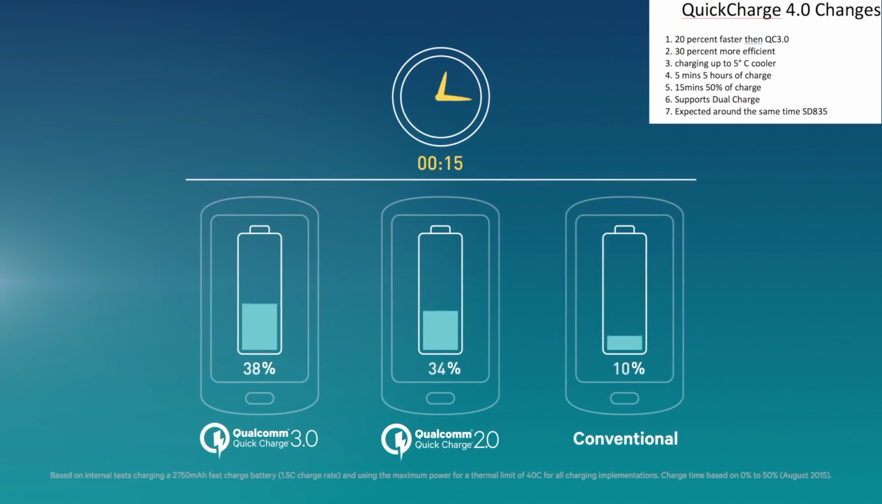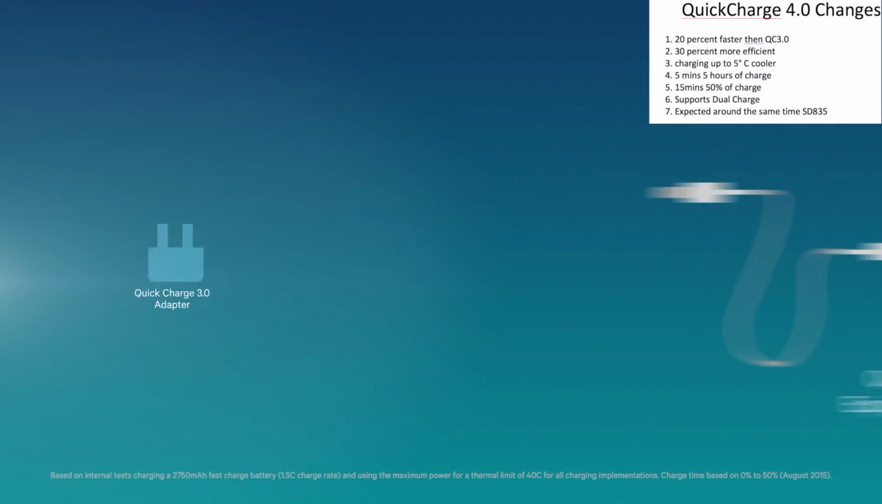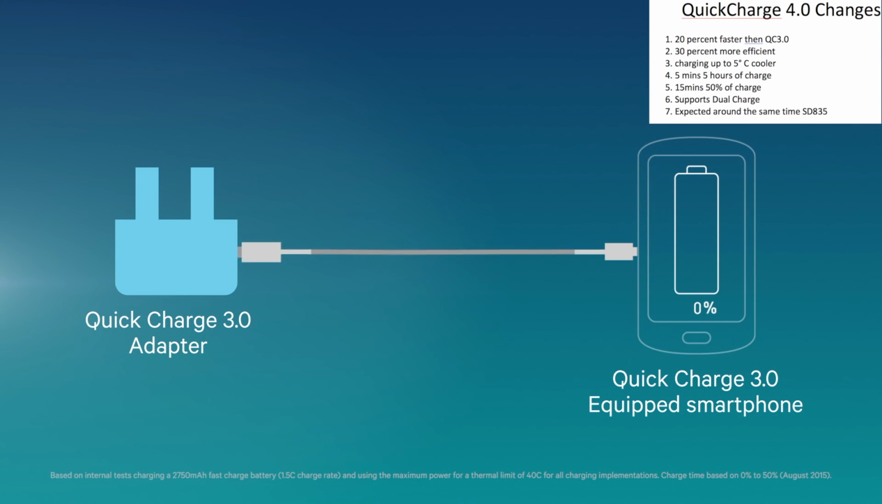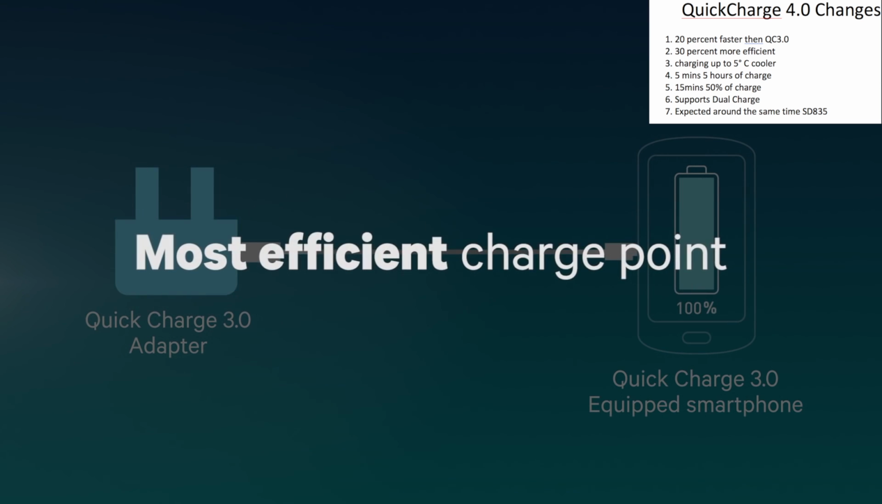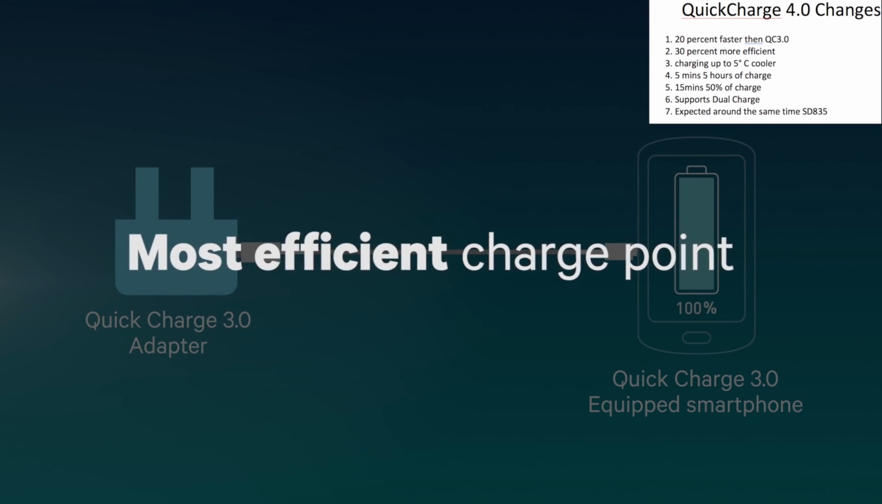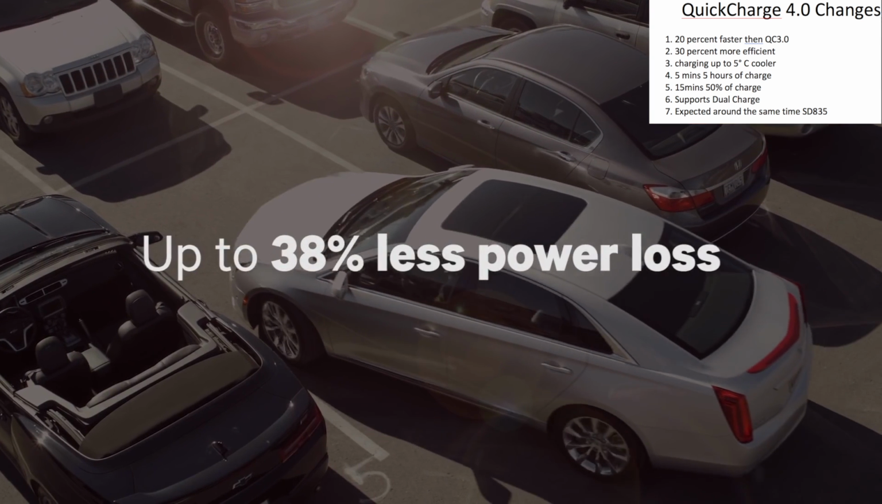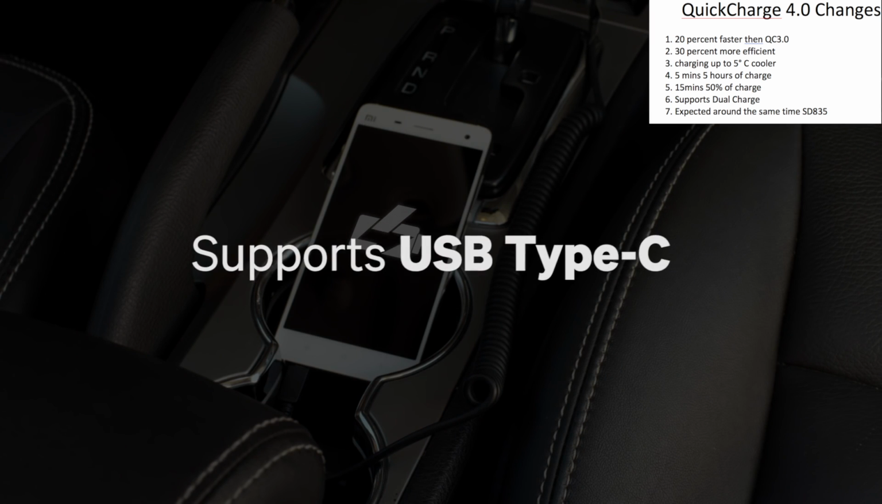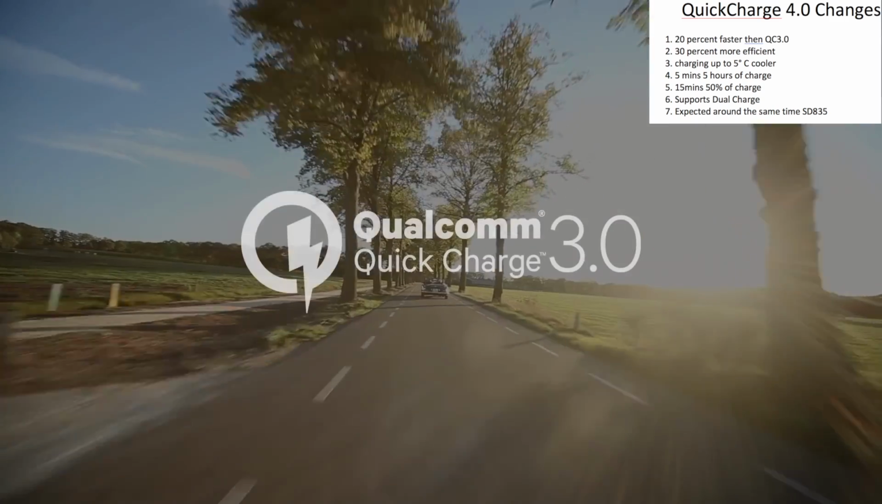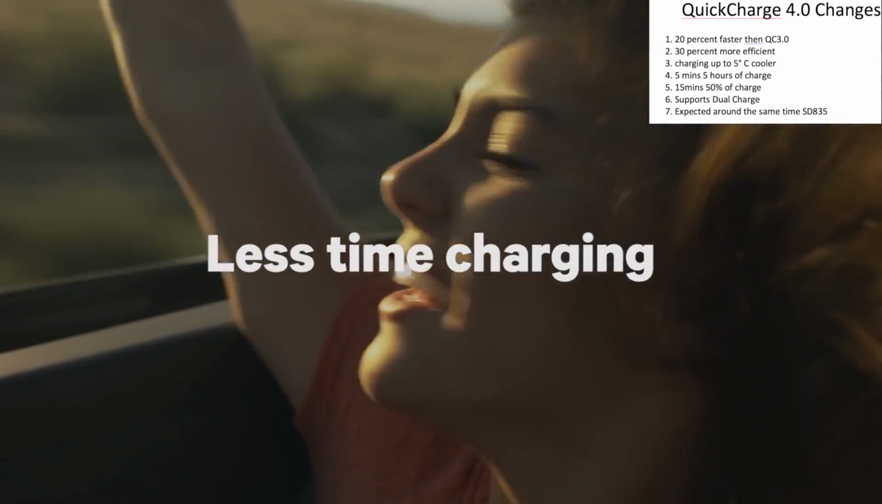So the first 5 minutes you're talking about, it's gonna give you 35 to 40%. And then 50% you're gonna get in 15 minutes. And then as it keeps getting closer to the end, that extra 50% should take maybe about an hour. It's expected to come around the same time as the Snapdragon 835. So we should see it as soon as the Snapdragon phones come out with the 835. So look out for it.